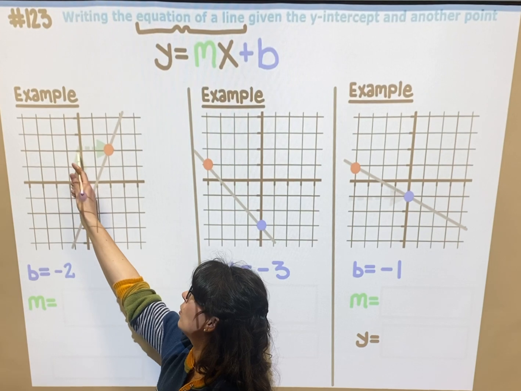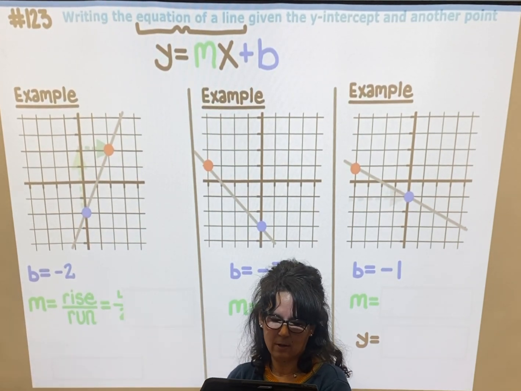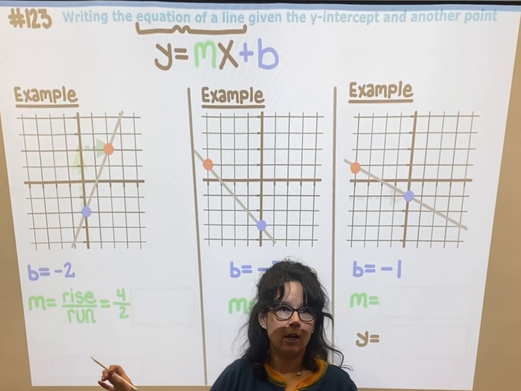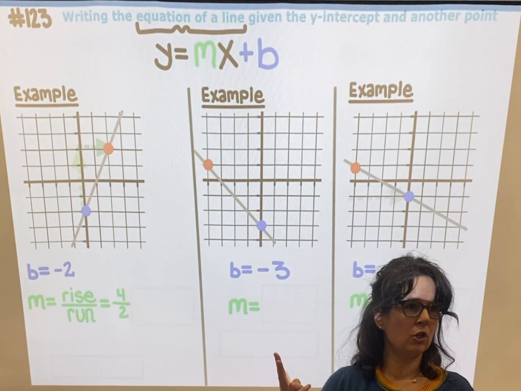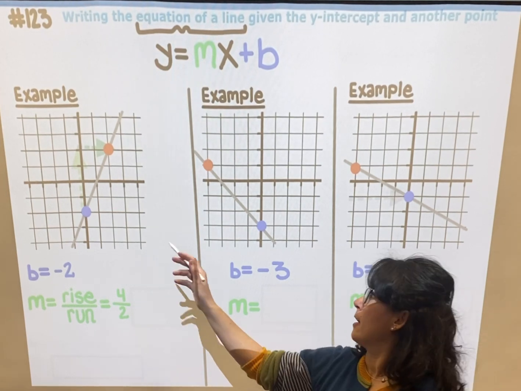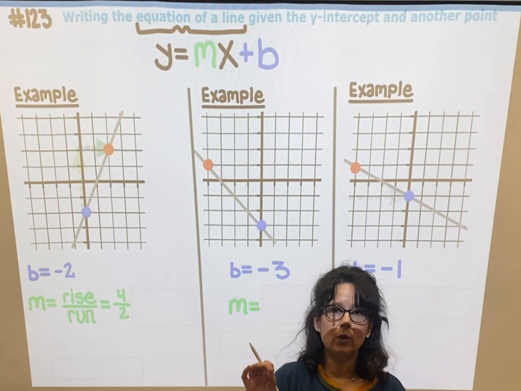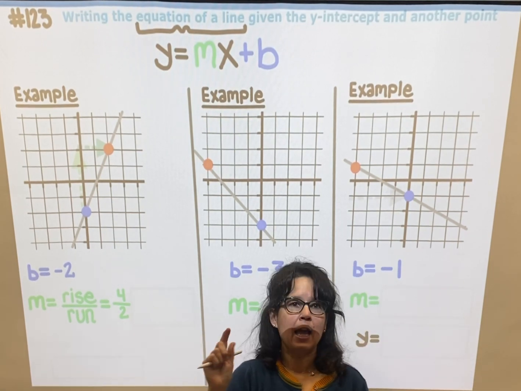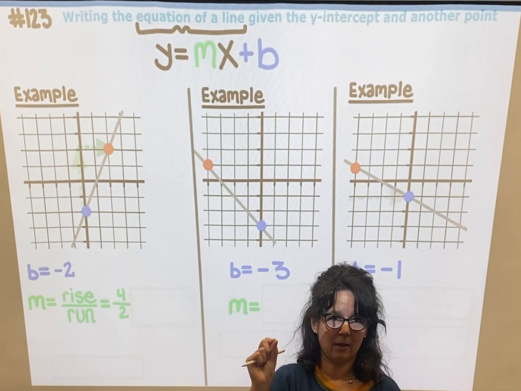so rise 4, run 2, and my slope is 4/2. Now you can simplify that. 4 divided by 2 is 2, so my final slope is going to be 2. They have highlighted 2 specific points, but you can use any point on the line. And the closer the points are together, the less simplifying.